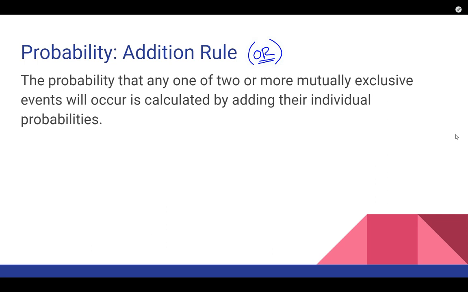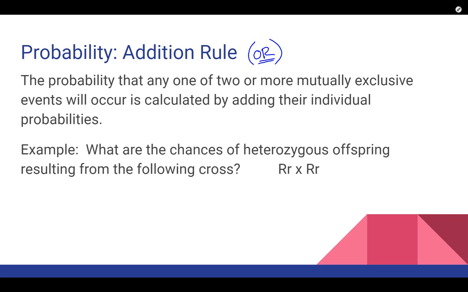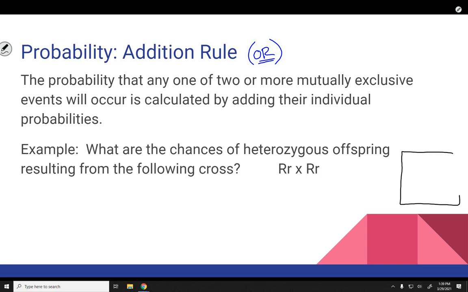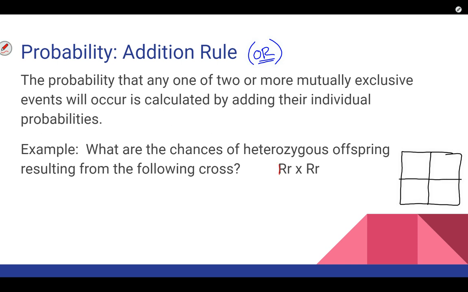Okay. In genetics, we often use these rules together. So here's one that I'll show you in a couple different ways, okay? What are the chances of heterozygous offspring resulting from the following cross? So if you have 2 heterozygous parents, we want to know what are the chances of having an offspring that's heterozygous. If we do this as a Punnett square, which I would recommend for a problem like this in real life because there's only one gene we're looking at here.